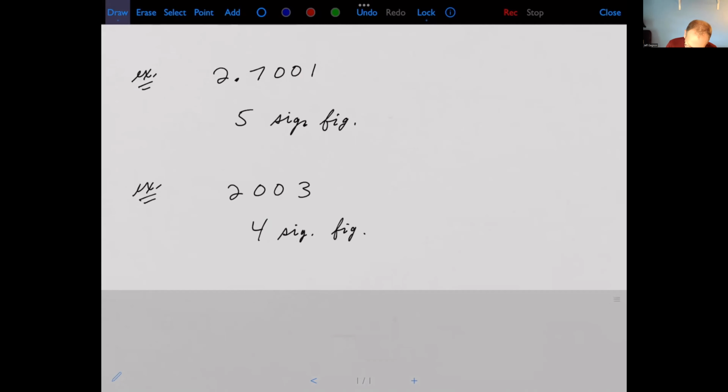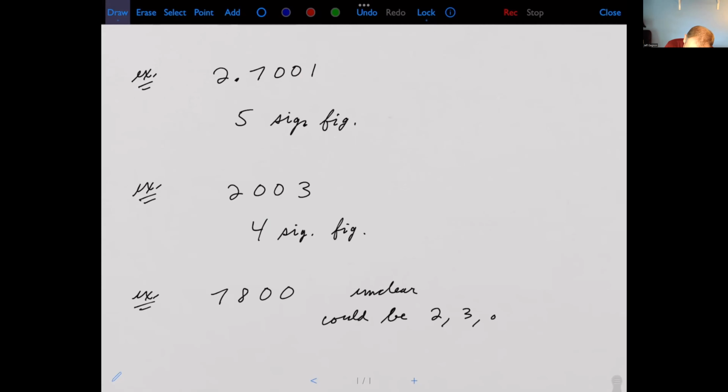What if I have something like this? What if I have 7,800? In this case, it really is unclear. So I'll say it's unclear. There could be just 2 significant figures, just 7 and 8. There could be 3, or there could be 4. So there could be either 2, 3, or 4 significant figures.